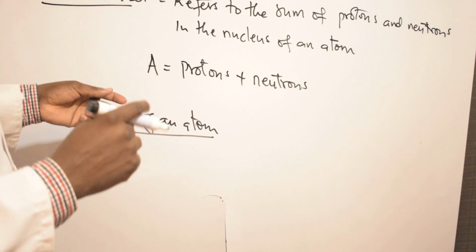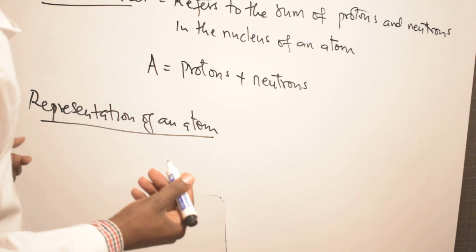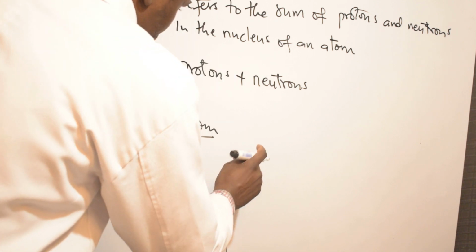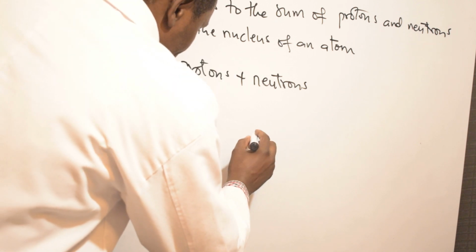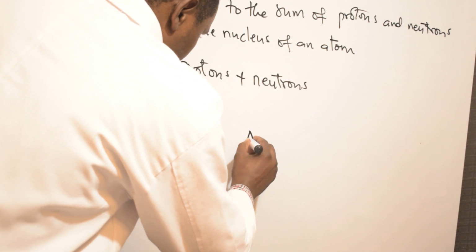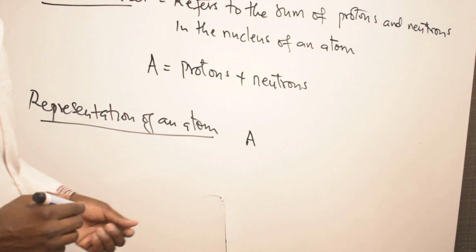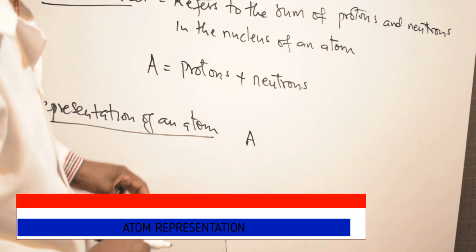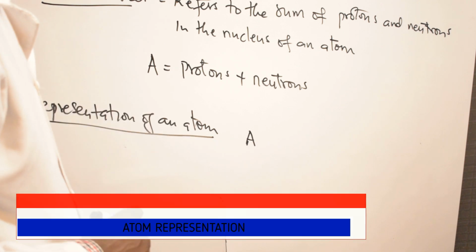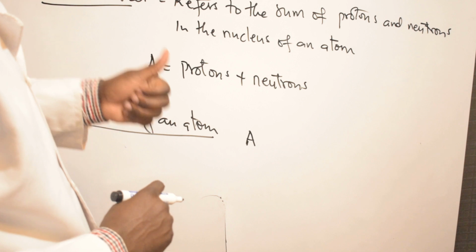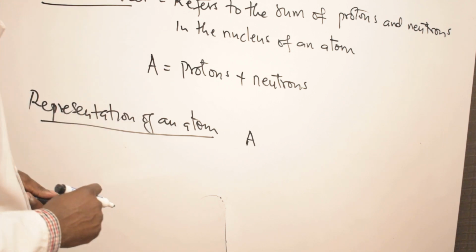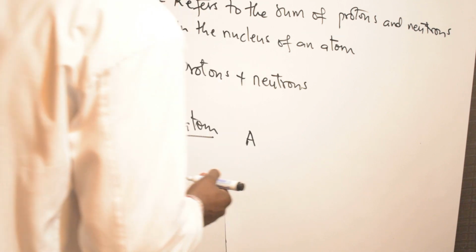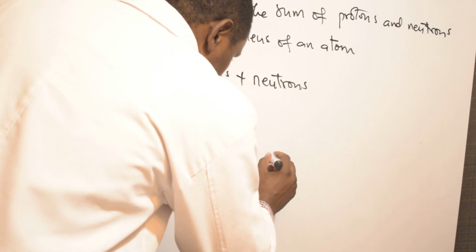Now, what is maybe new here is how we are going to do it. Let me use A to represent the mass number. The mass number will be written on the top left of my symbol. Now, let me talk about a given symbol, like W.